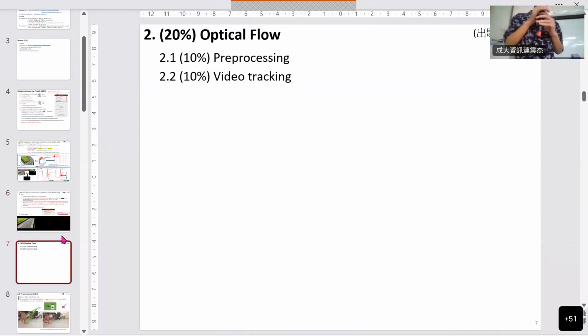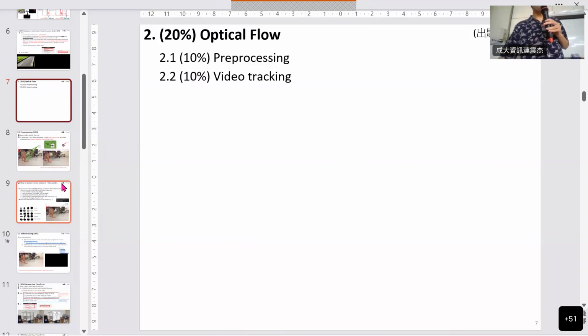For the second question, you need to implement optical flow. And this question is specified by 2 parts. First part is pre-processing, and second part is video tracking.